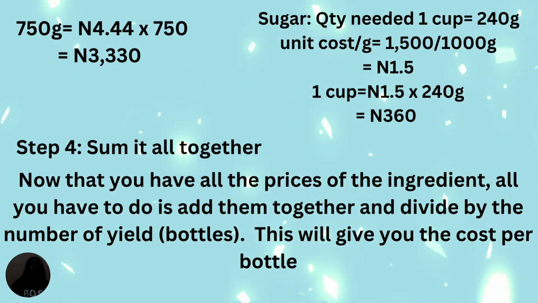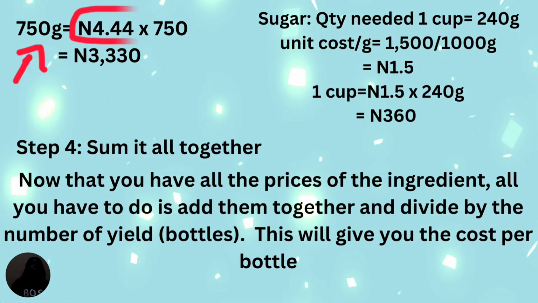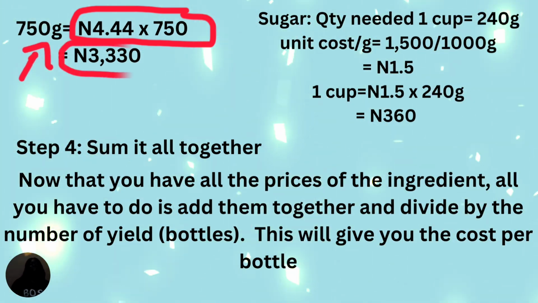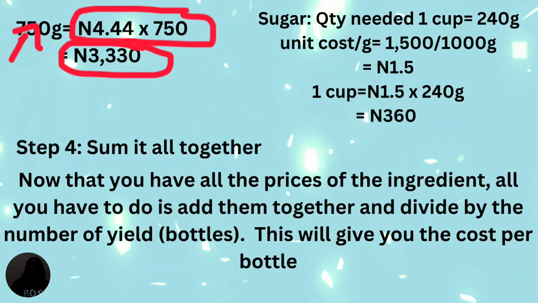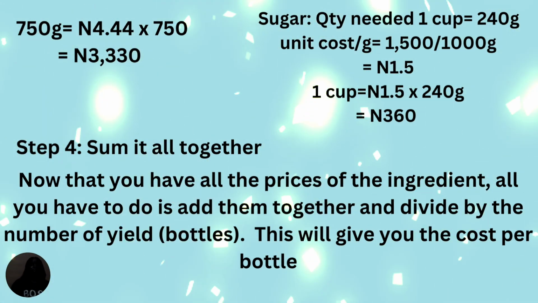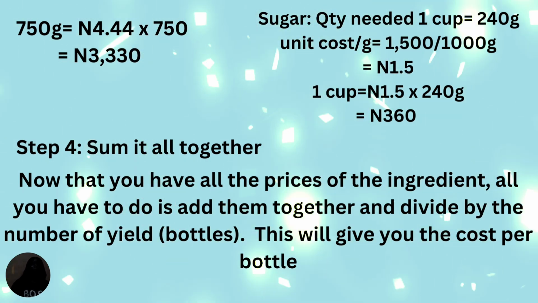So to get our partial ingredient cost, which is 750 grams, we'll now say 4.44 naira times 750 grams. This gives us 3,330 naira. So that is how you calculate the partial ingredient cost from the label. Then you use the same way to calculate the quantity of sugar.